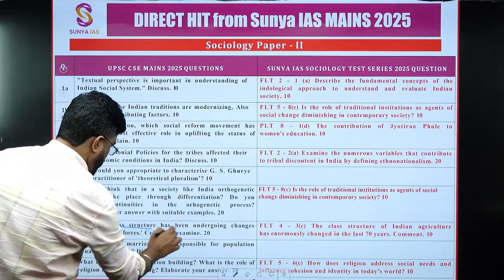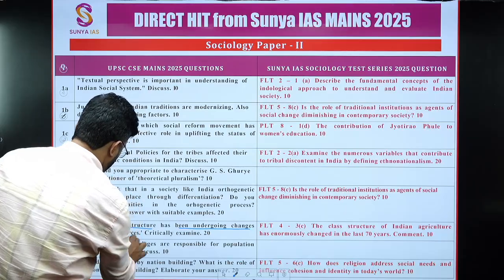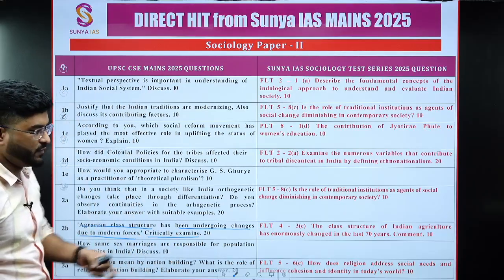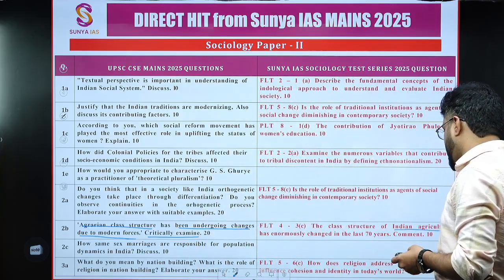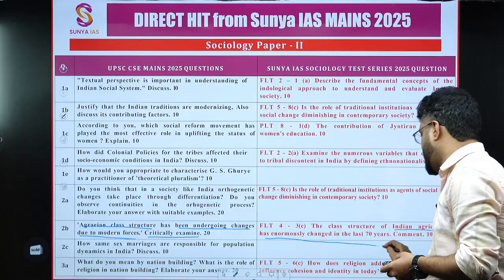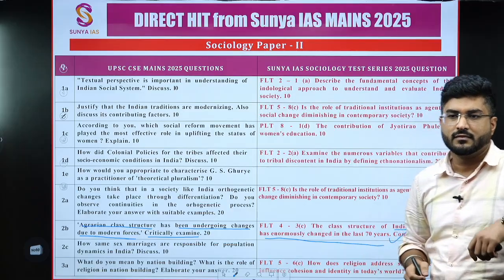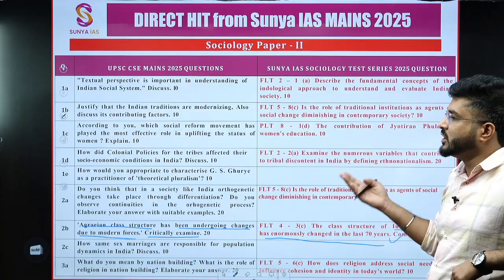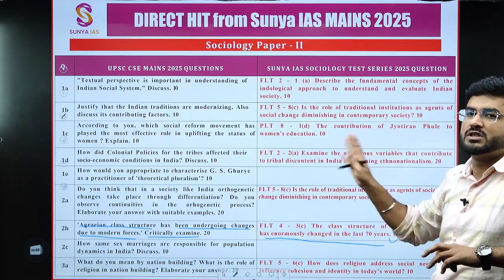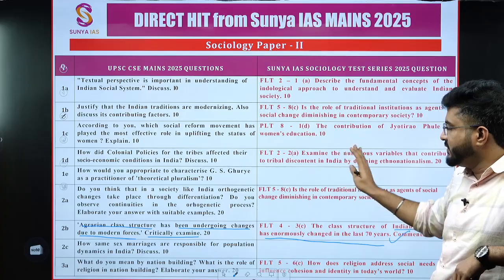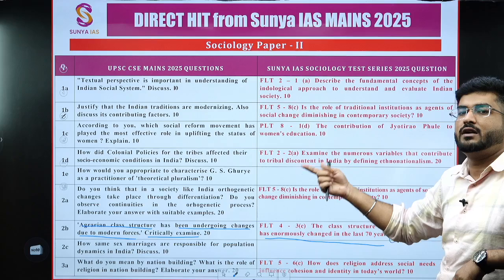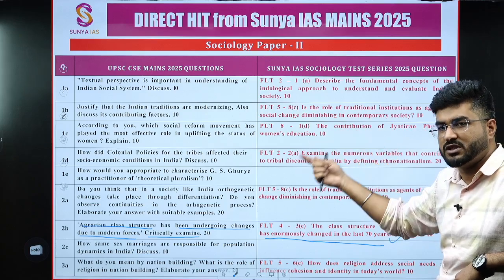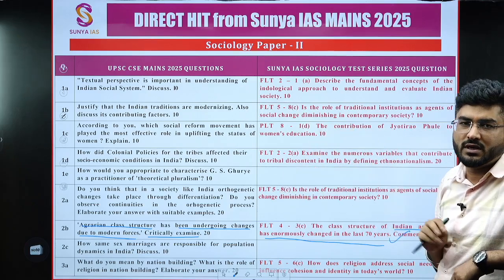Agrarian class structure has been undergoing changes due to modern forces, critically examine. What was the question we gave in our test series? That the class structure of Indian agriculture has enormously changed in the last 70 years, comment. So we are trying to focus on the important themes on the basis of which UPSC will be asking questions. Everywhere you will be reading about agrarian class structure, but we kept focus on why this agrarian class structure has been changing, or what changes it has been seeing in society.